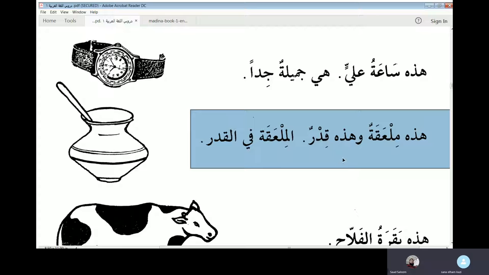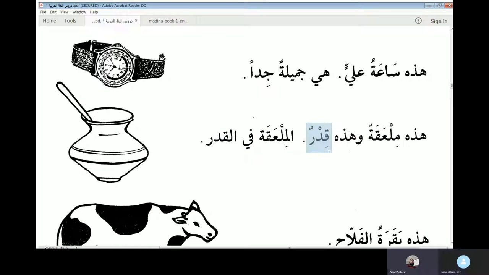Al-mil'afatu fil-qidri. The spoon is in the cooking pot. Okay, qidr is a word which does not have any proper sign of femininity. Still, we consider it a feminine word. You will have to memorize it, okay?